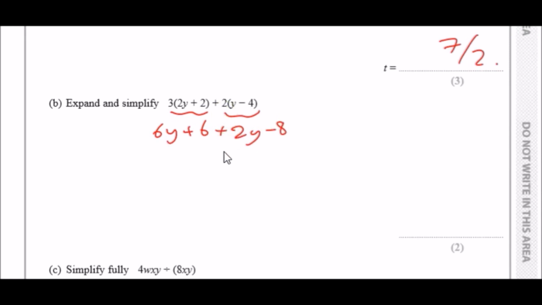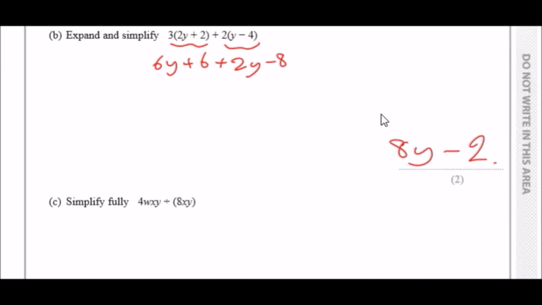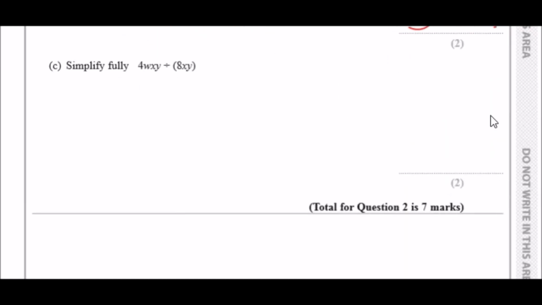Add them up, so 6y plus 2y is 8y. 6 take away 8 is negative 2. Cool, so easy. Alright, simplify fully.